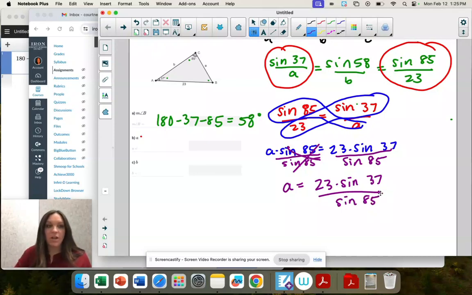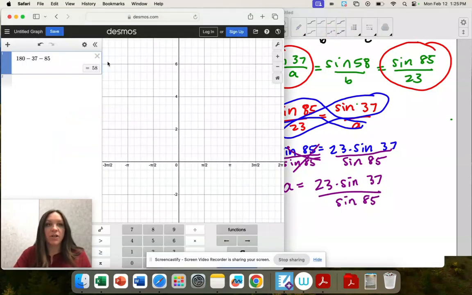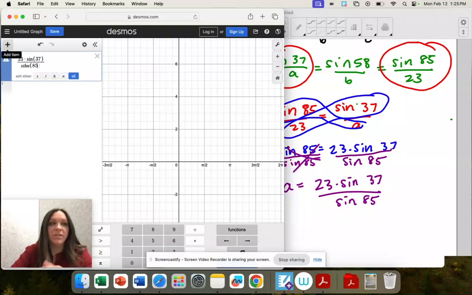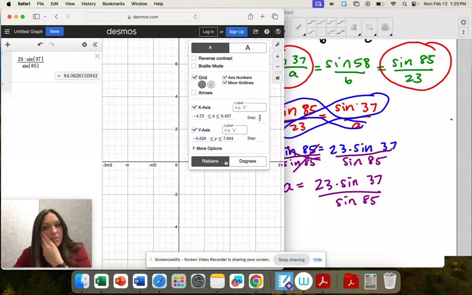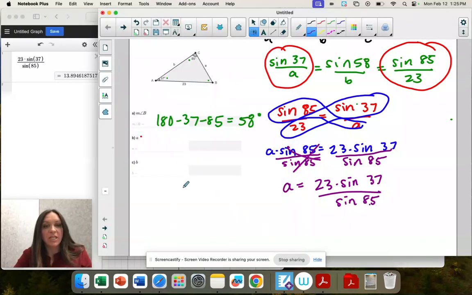And that just goes in our calculator. So I'm going to come over here and do 23 times sine of 37, and that whole thing is divided by sine of 85. Oops, I added an H in there. You always want to make sure you're in the right mode. So I need to switch to degrees, and I have 13.9 because I'm rounding to the nearest tenth.